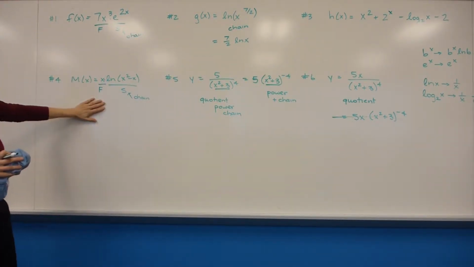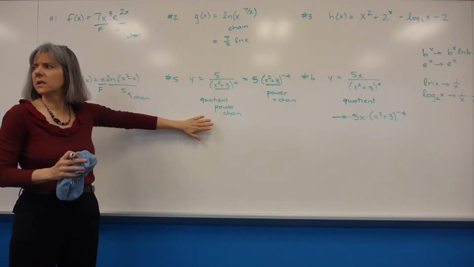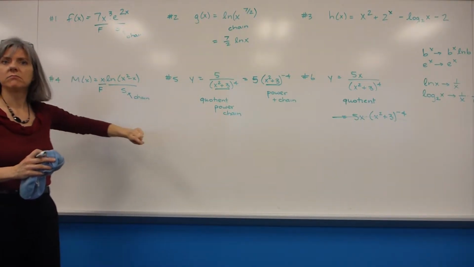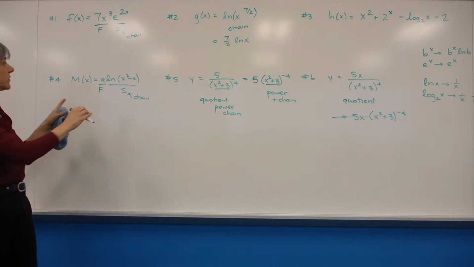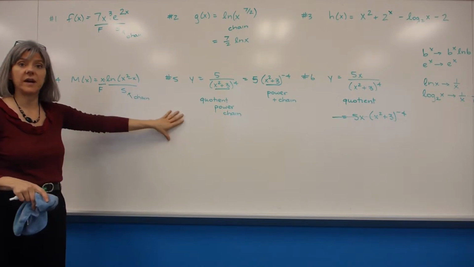4 would be good. Let's do 4 and 5. 4 and 6 are simple though, it's just quotient rule. Let's do 4 and 5 because 5 relates to another problem I have later on the page. So let's do 4 and 5.